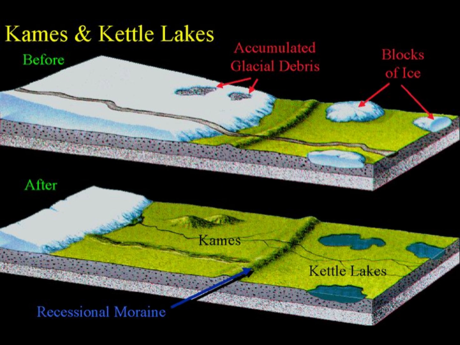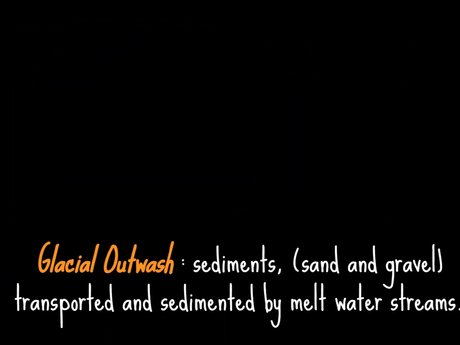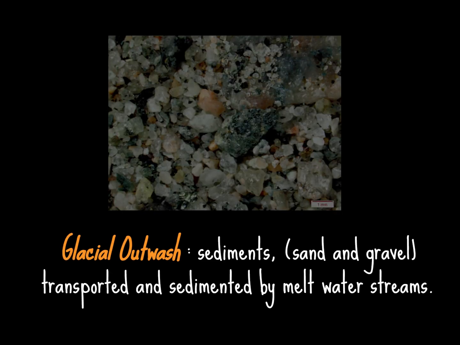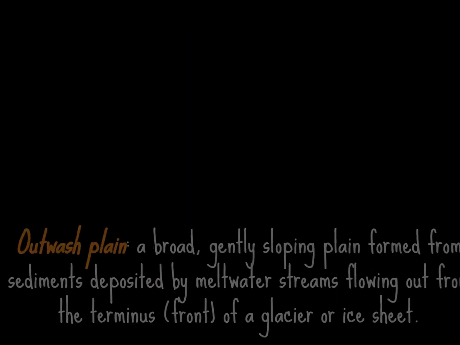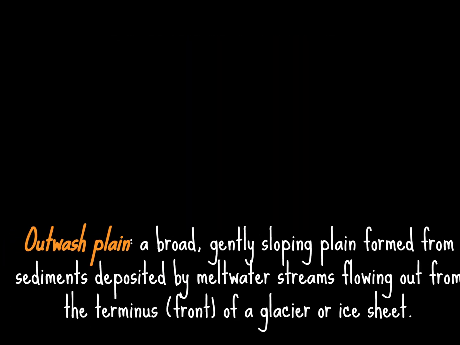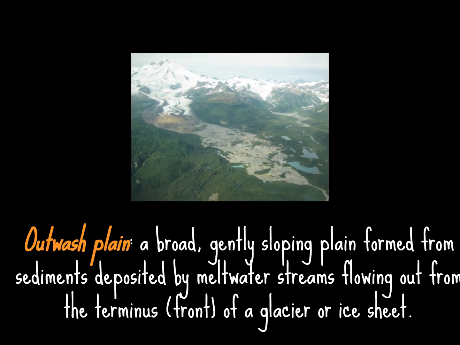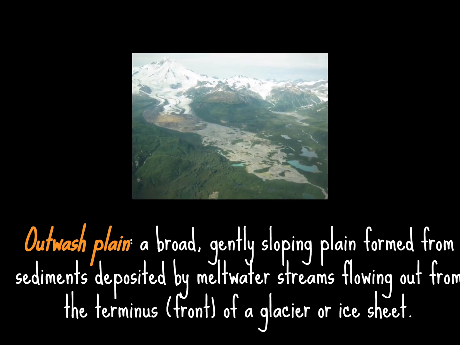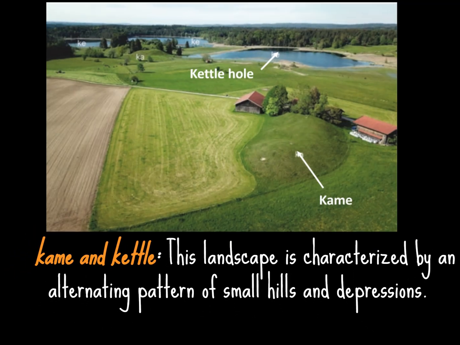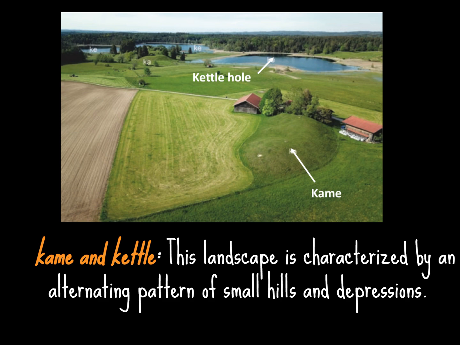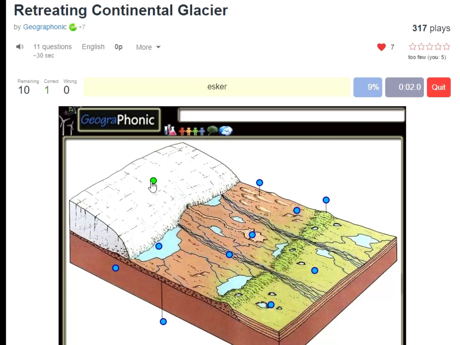Now look at some key terms related to kettles to get your geomorphological knowledge up to date. Glacial outwash. That is sediment, for example, sand or gravel, that is carried and deposited by glacial meltwater streams. Outwash plain. A broad, flat area of glacial outwash deposited beyond the terminal moraine. Kame and kettle. A hummocky terrain characterized by a jumbled mix of kettle holes, depressions, and kames, irregularly shaped hills of layered sediment.